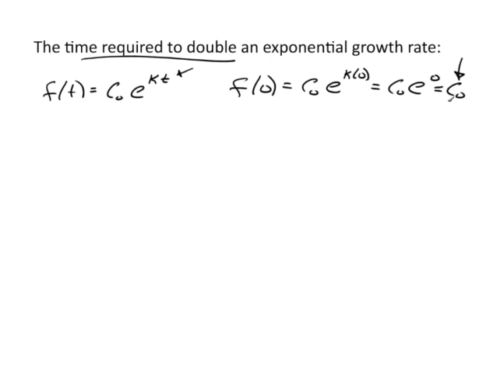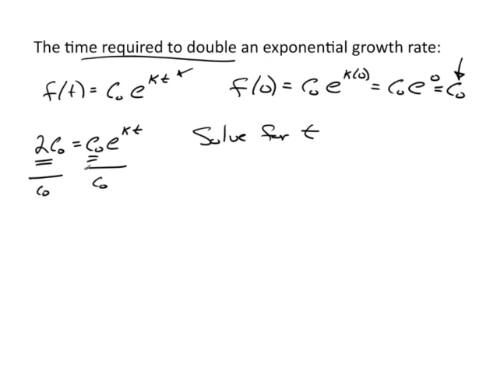So what I really want to do is figure out how long it will take to double this. So that's saying I want 2 times c naught to be equal to c naught e to the kt, because this is now double what I started with. So what I need to do is simply solve this for t. Now notice the very first thing I would do to solve this, obviously, is divide both sides by c naught. And when I do, they're going to cancel out. So what I end up with is simply 2 equals e to the kt.